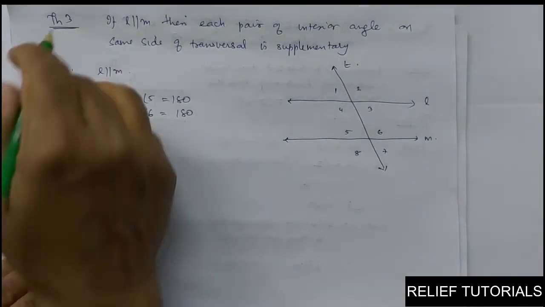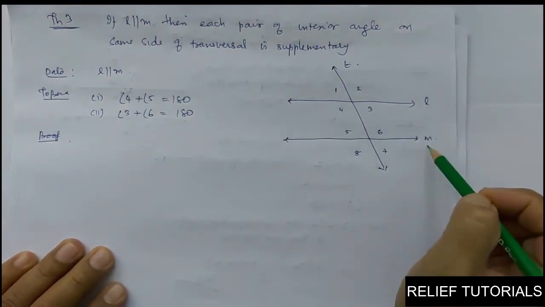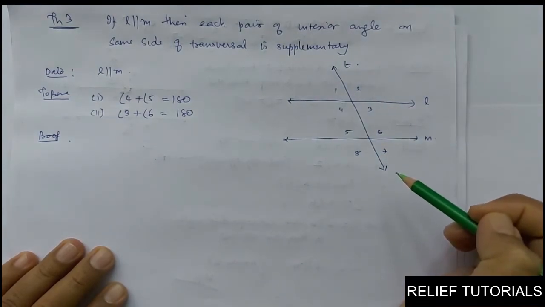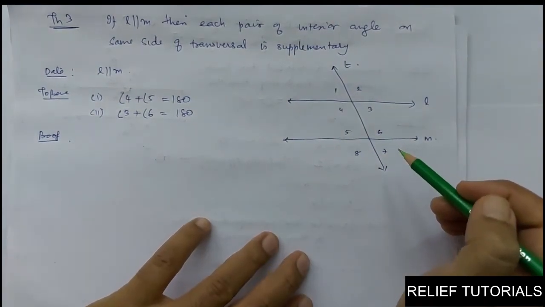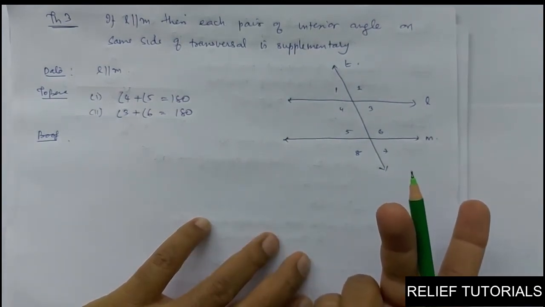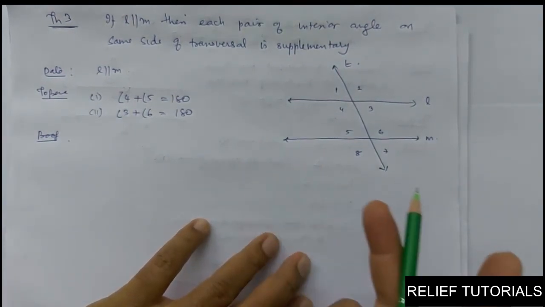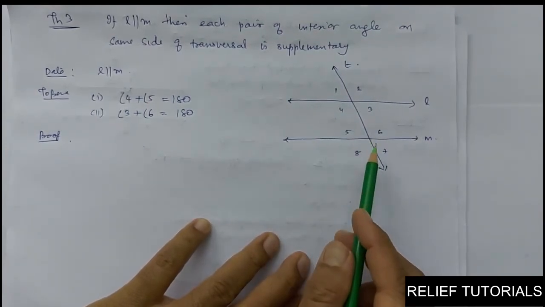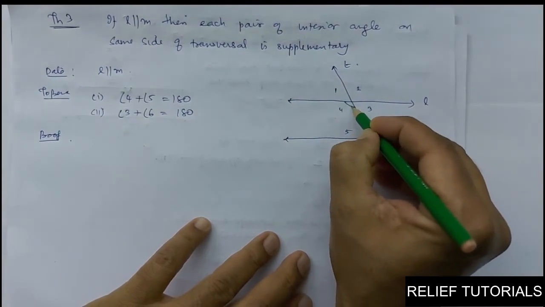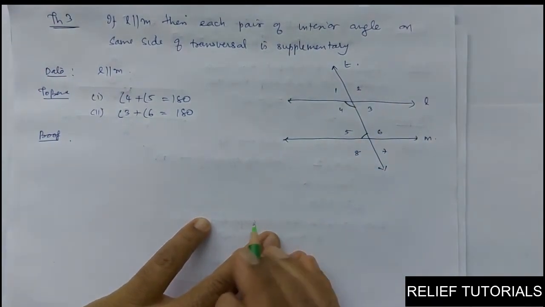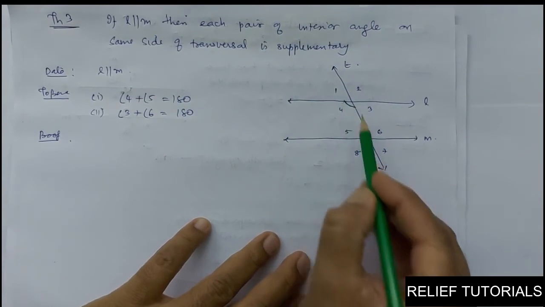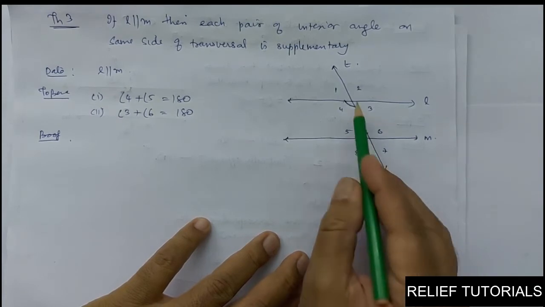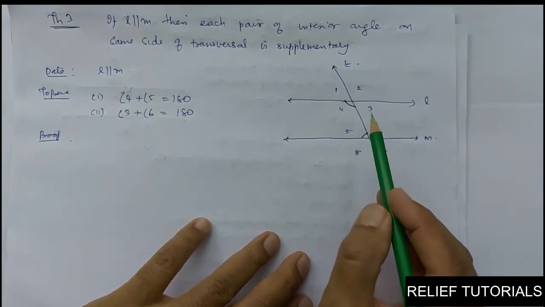See now, theorem 3 we are learning. If lines are parallel, if L is parallel to M, then each pair of interior angles on the same side of the transversal is supplementary. See, here we have proved that if lines are parallel, corresponding angles are equal. If lines are parallel, alternate angles are equal. Here, if lines are parallel, interior angles on the same side of the transversal are not equal. See, these are interior angles on the same side of the transversal. This is an obtuse angle and this is an acute angle. How can they be equal? So here they are not equal. Interior angles on the same side of the transversal are supplementary.